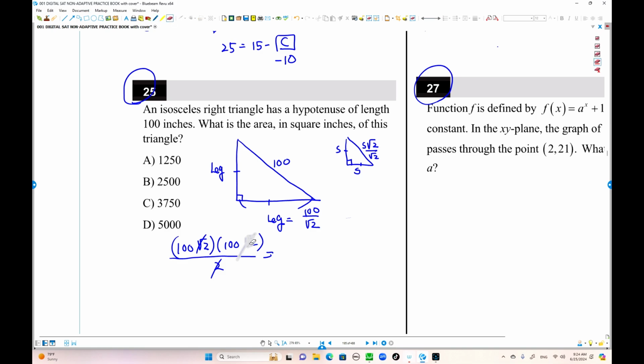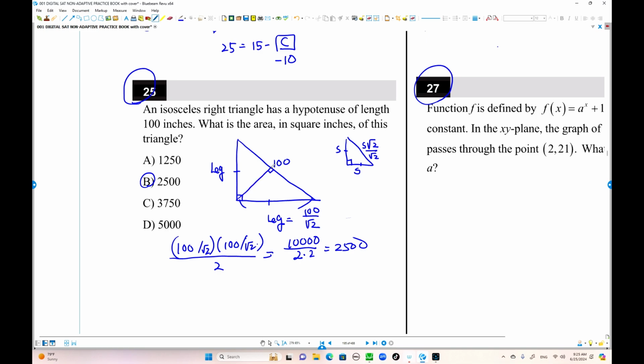I'm sorry, I did it wrong. Okay, let's try again. So this one equals 10,000 over 2, and then divided by 2 is what? Over here, right? That is what? 2,500 is this, okay?